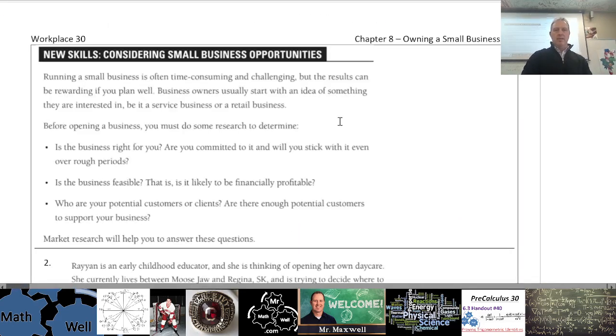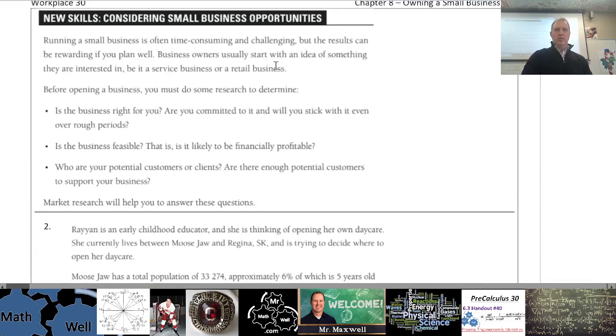So let's take a look at number 2. So this one, considering small business opportunities. Running a small business is often time-consuming and challenging, but the results can be rewarding if you plan well. Business owners usually start with an idea of something that they're interested in, be it a service business or a retail business.